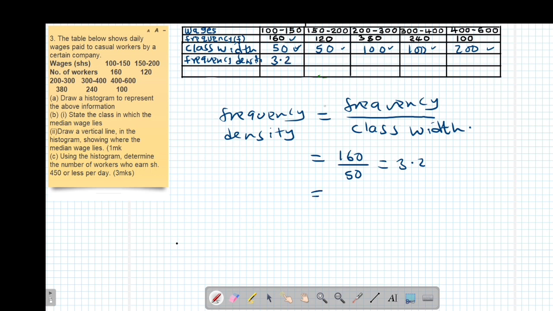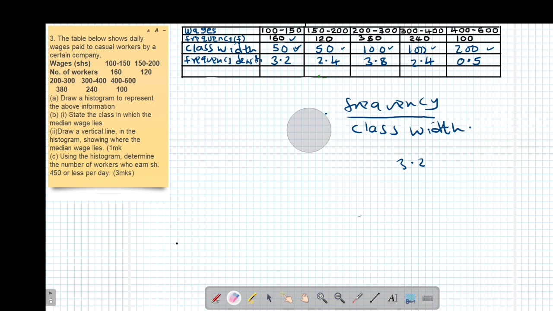We move to the second class of 150 up to 200. The frequency is 120 divided by the class width of 50. So 120 divided by 50, you are going to get 2.4. The next class, the frequency is 380 divided by 100, which is going to give you 3.8. The next class is 240 divided by 100, you'll get 2.4. Then the next class is 100 divided by 200, which will give you 0.5. So these are our frequency densities.